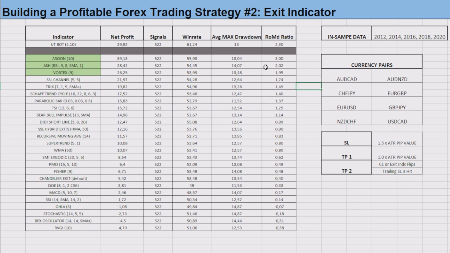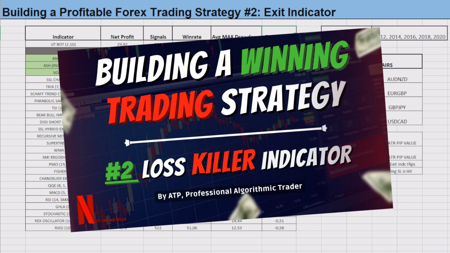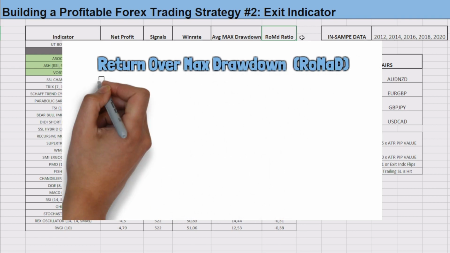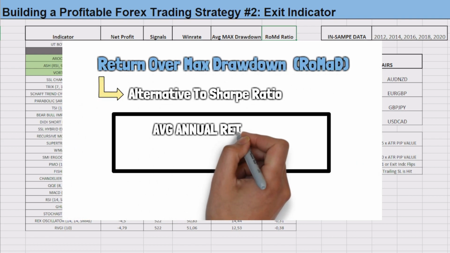As you can see, in order to evaluate which indicators were more efficient, I calculated for each one the return over max drawdown ratio, which is a risk-adjusted return metric used as an alternative to the Sharpe ratio, that uses in its calculation the net profit and the max drawdown data. If you want to know more about this ratio, check out the second episode of the Building a Winning Trading Strategy Step-by-Step series, because there I explained everything in detail about this ratio.